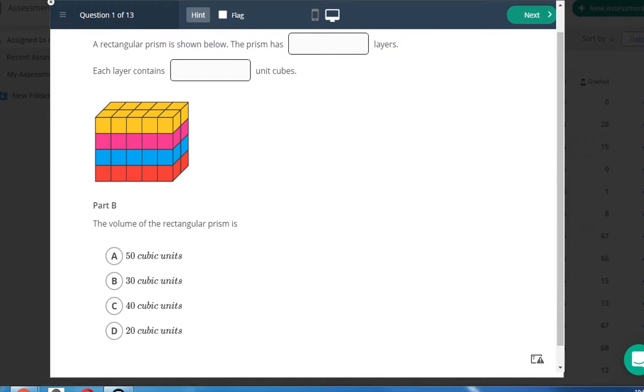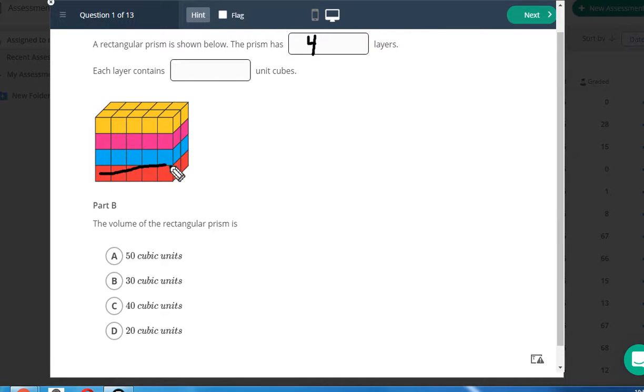Let's see. We have this quick check here to look at. Okay, and it asks us, a rectangular prism is shown below. The prism has blank layers. Well, 1, 2, 3, we'd say 4 layers. Each layer contains how many cubes? Well, if it's 4 layers, okay, but it's 5 by 2. So each layer has 10.